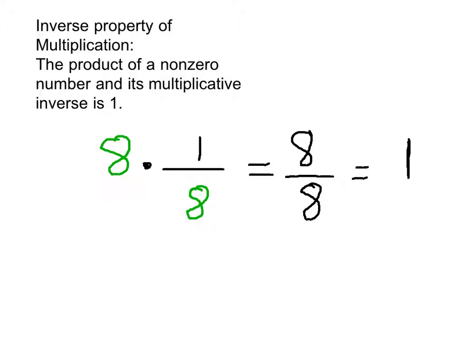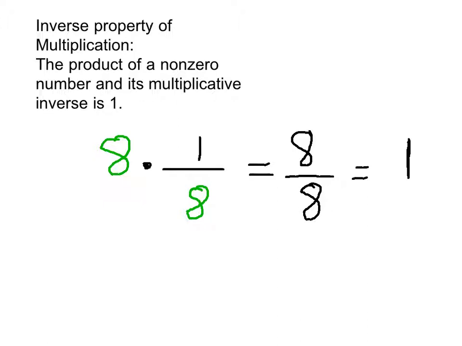The inverse property of multiplication states that the product of a non-zero number and its multiplicative inverse, which some teachers refer to as a reciprocal, will equal 1. So in this case we have 8 times its reciprocal or its multiplicative inverse.